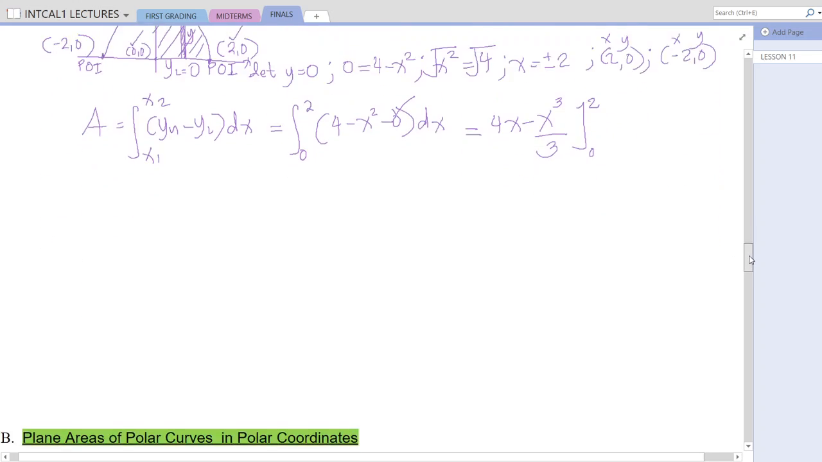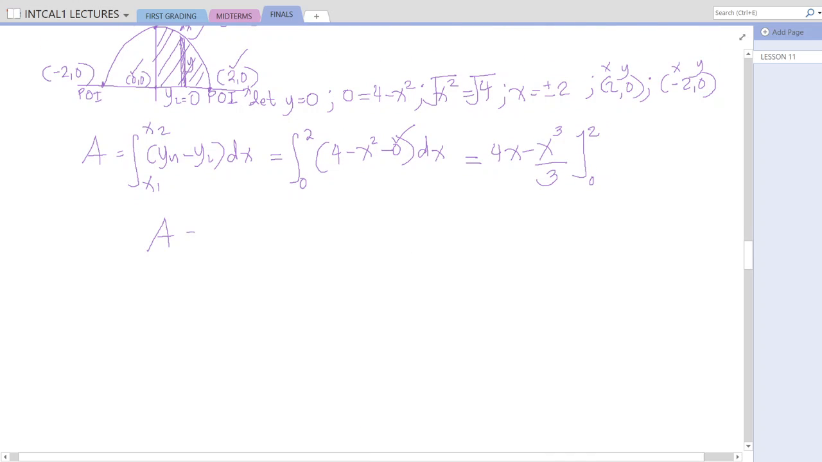Substituting the limits to the equation, area is equal to 4 multiplied by the upper limit 2, minus the upper limit again raised to 3 divided by 3, minus the lower limit, which gives a value of 0. That is now equal to 16 over 3, or in decimal form 5.333 square units. So that is our solution 1.